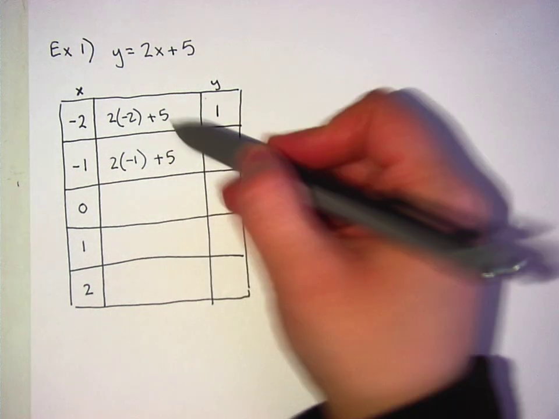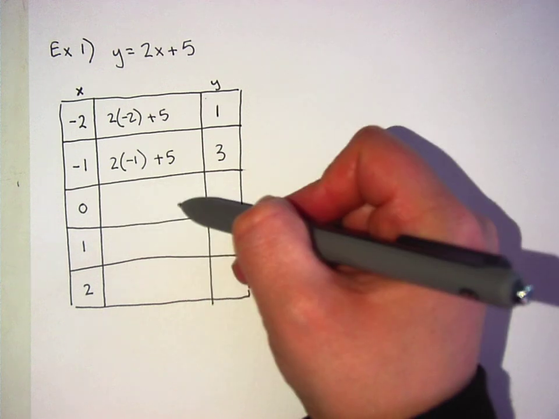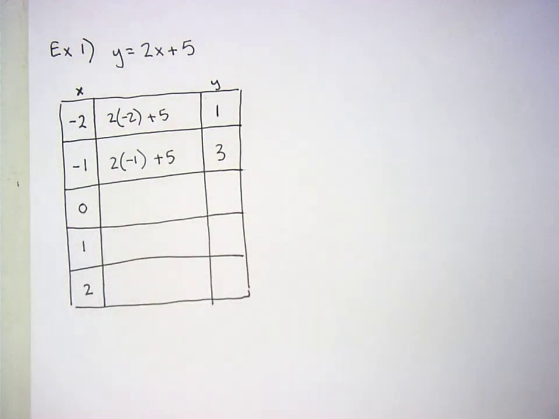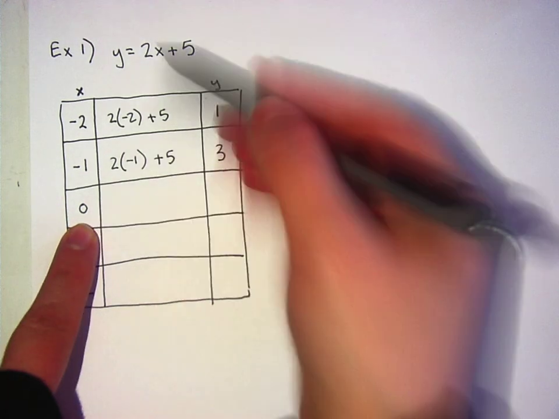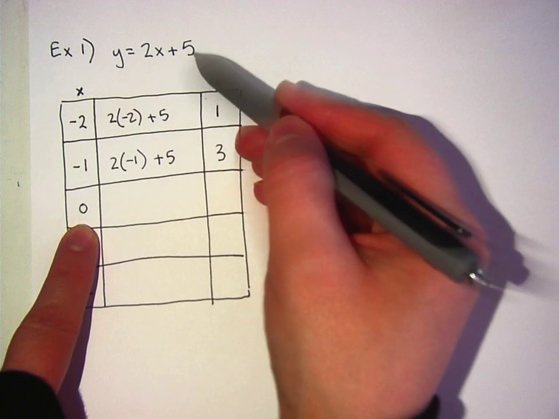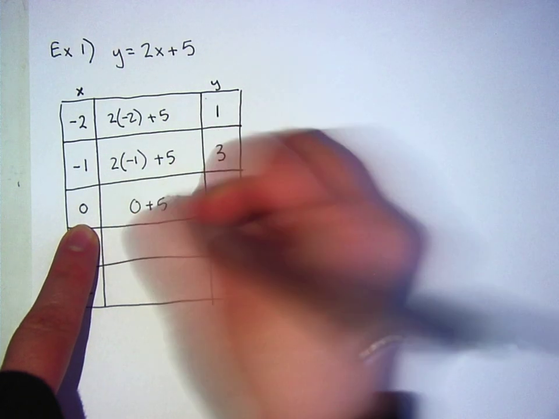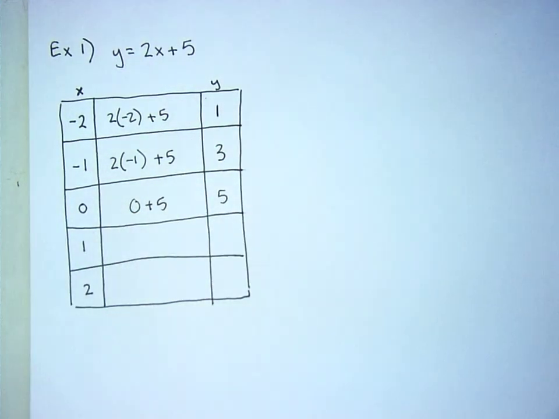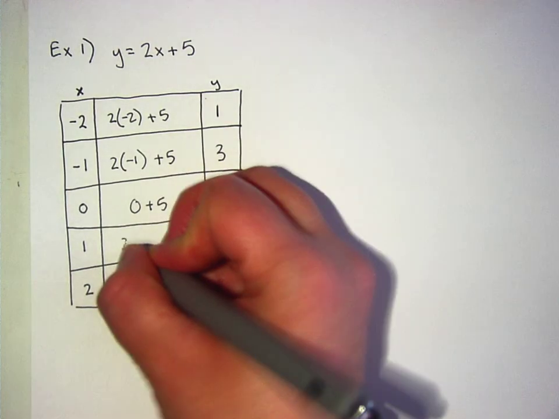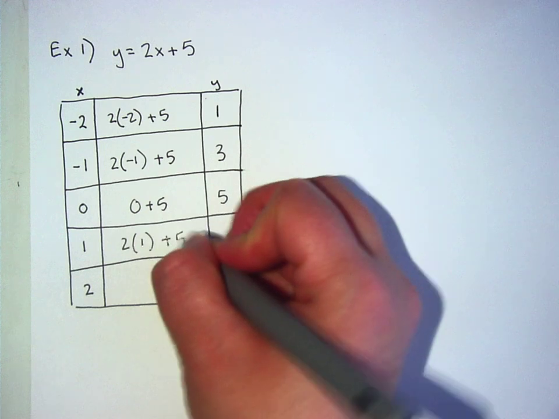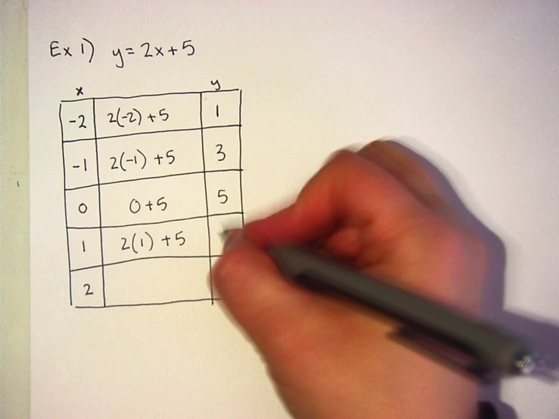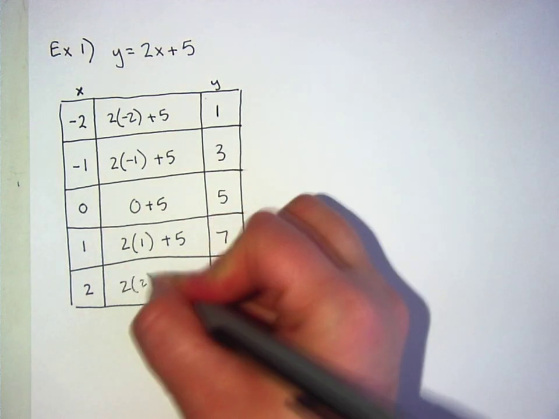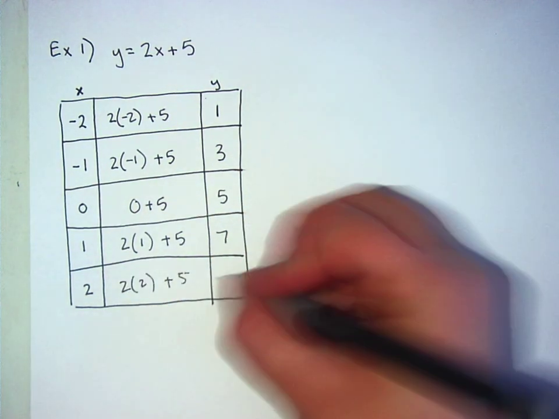Now, your work can be detailed like this, or your work can be minor like this. For example, I know a lot of you like doing work in your head, so here's a way you could do it in your head. Look up. You're thinking 2 times 0 plus 5, right? So you could just write 0 plus 5 is 5, like that. See what I'm saying? So you could shorten it up if you want to, or you could show all of your work. 2 times 1 plus 5 is 7. And 2 times 2 plus 5 is 9.